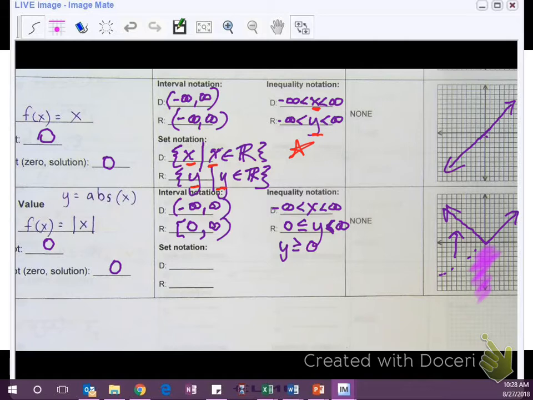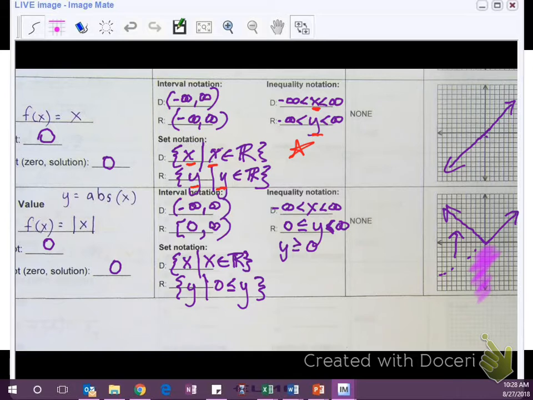So then in set builder notation, we're still at the set of all x's such that we're still all real numbers for the x's, so we can just do that. But for the y's, the set of all y's such that 0 is less than or equal to y, or y greater than or equal to 0. It doesn't matter which one of those you put here as long as you have them. And you don't need the less than infinity, but it's allowed if you want to put it there. So any questions about any of these?